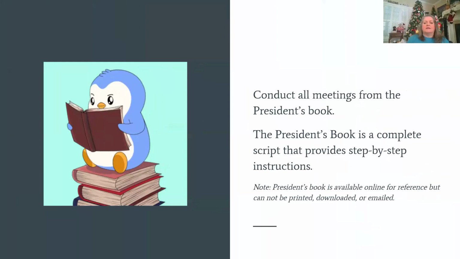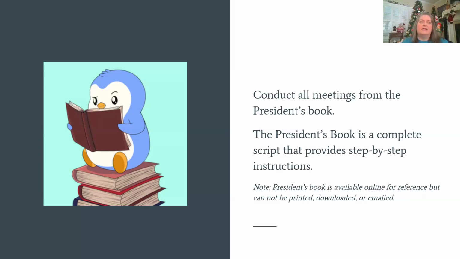And your job is to conduct all meetings from the president's book. It's a complete script that provides step-by-step instructions. For those of you who have not actually seen the inside of it, it is play by play. It tells you when to stand up, when to sit down, tells you when to tap the gavel, all sorts of things. So if you are a new president, it behooves you to read through the whole thing just so that you're kind of comfortable where things are.